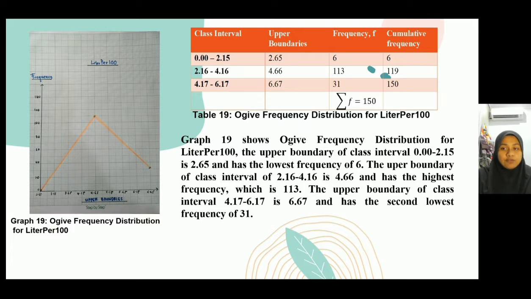Okay, this is an example for the given graph. First, Table 19, OGIF frequency distribution for liter per 100. Graph 19 shows the OGIF frequency distribution for liter per 100. The upper boundary of the class interval 0.00 until 2.15 is 2.65 and has the lowest frequency.